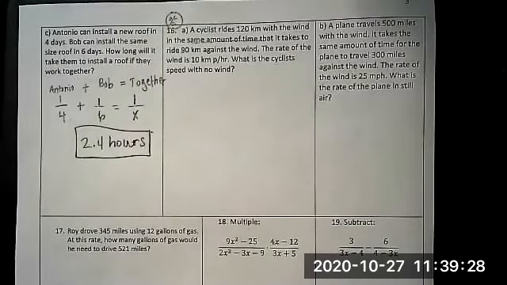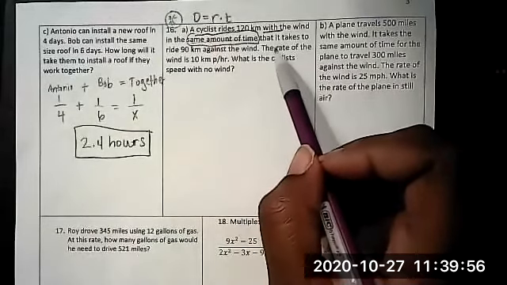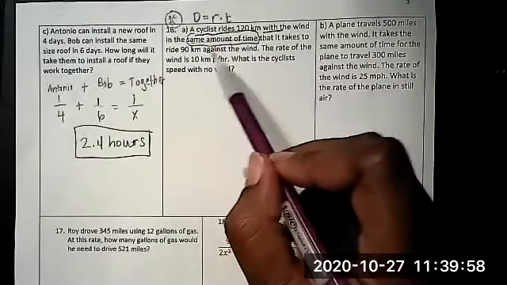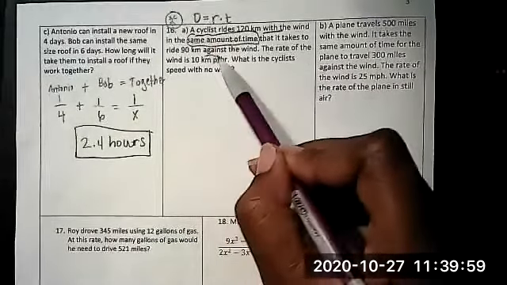All right, so for 16A, it says a cyclist rides 120 kilometers with the wind. That's important. With the wind. In the same amount of time, that's also important, the same amount of time, that it takes to ride 90 kilometers against the wind. The rate of the wind is 10 kilometers per hour. What is the cyclist's speed? Basically, they're asking for the rate.